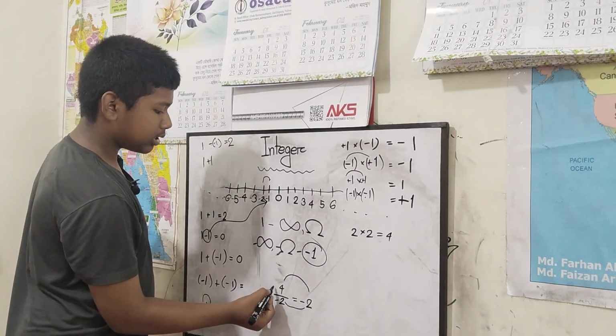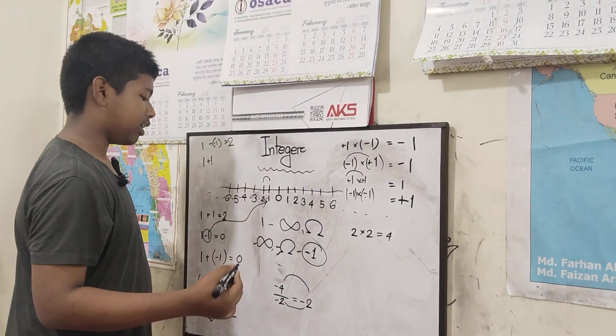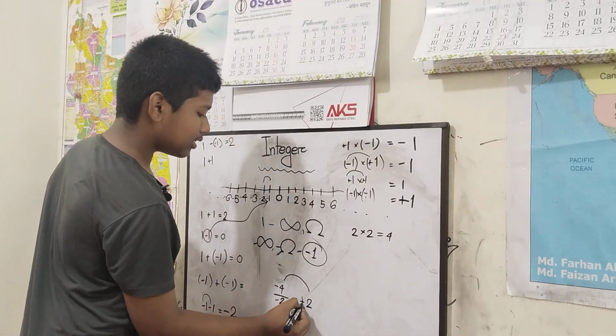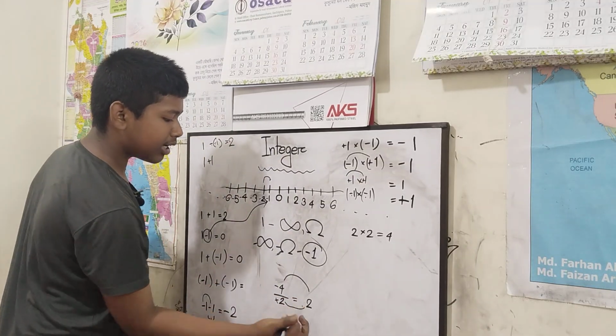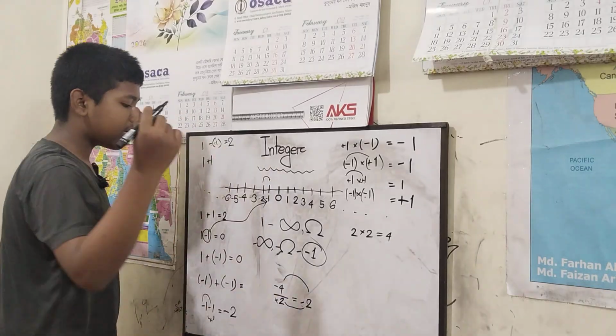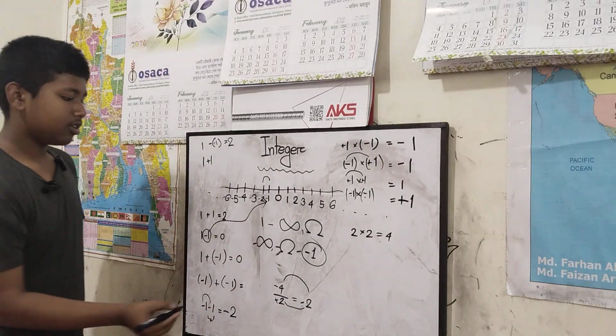But what if it is minus and is also minus? Then it will be plus. Well, let's say that this was minus and this was plus. That will be minus again. And if both are plus, then it will be plus again.